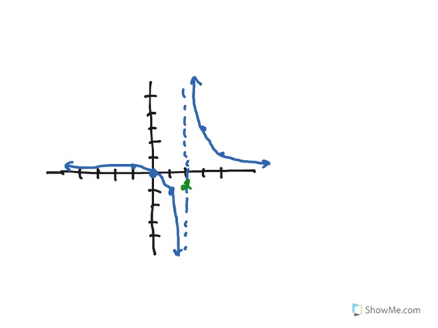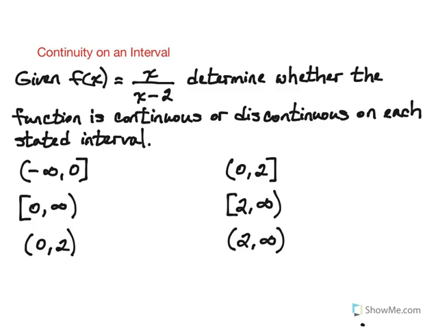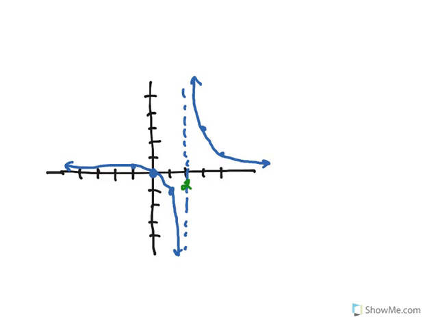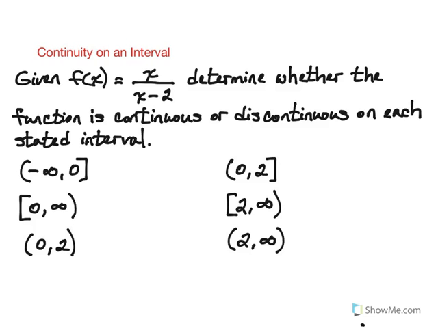So the first one we're going to look at is the interval from negative infinity up to and including 0. So starting at the far left, coming along that branch in the second quadrant up to and including 0. All is good there. There's no breaks, there's no holes, there's no asymptotes. So this function would be continuous. And I'm just going to, for efficiency's sake, write C for continuous.